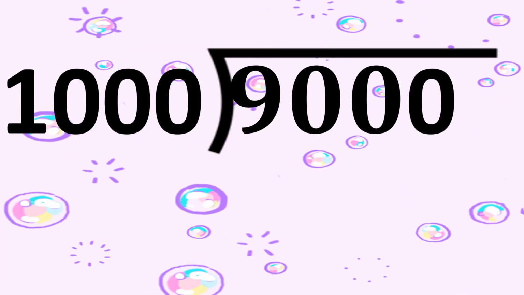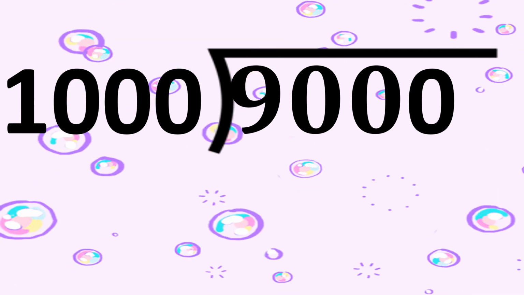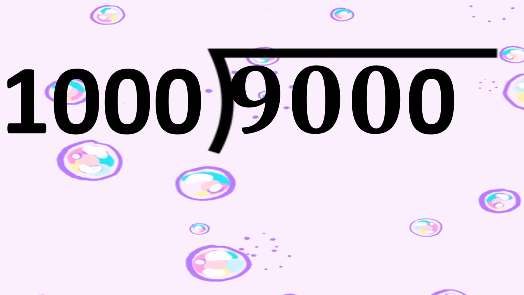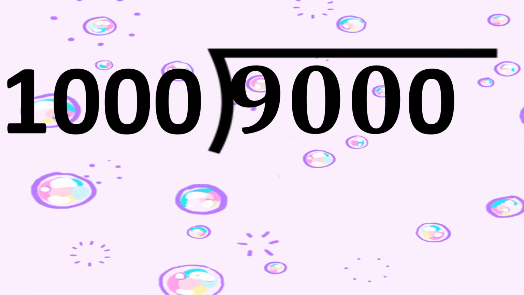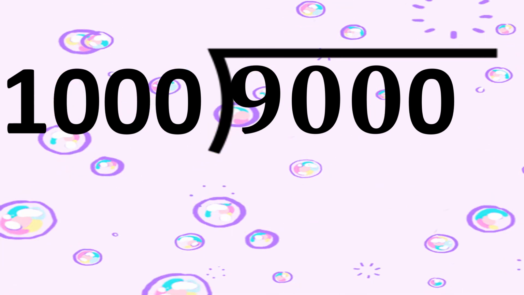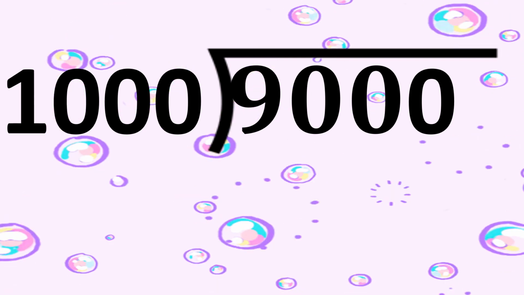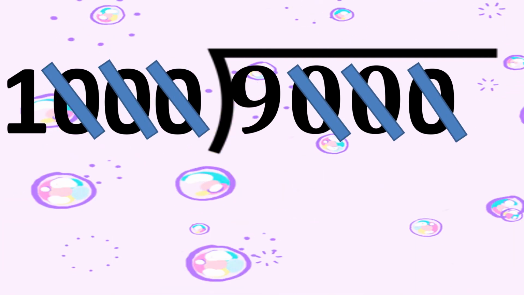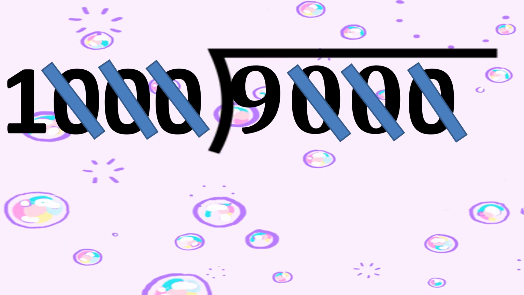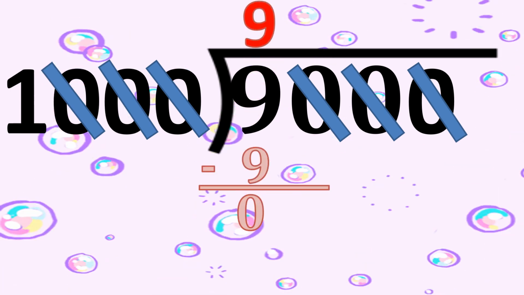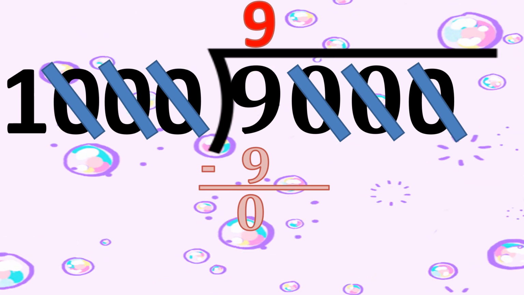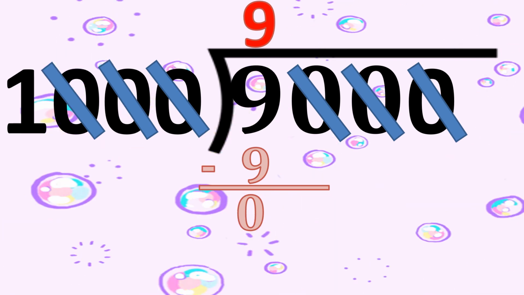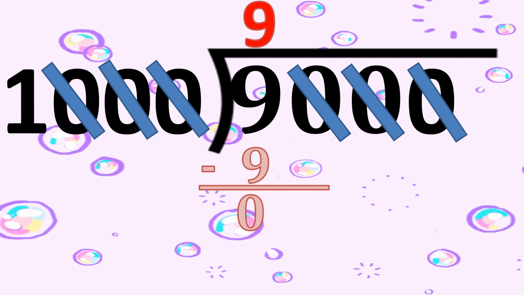Next, 9,000 divided by 1,000. So, we have 3 zeros in the divisor. So, remove 3 zeros from the dividend. Now, we have 9 divided by 1 is 9. So, we don't have any remainder. So, the final answer is 9.